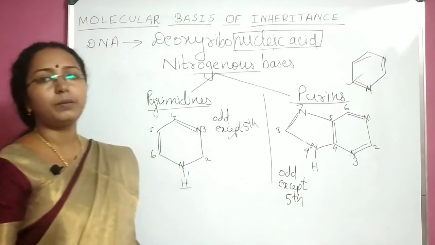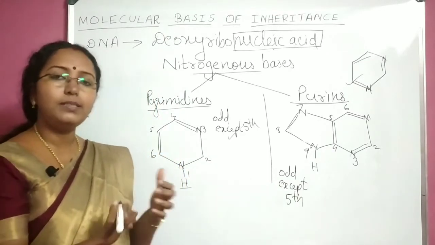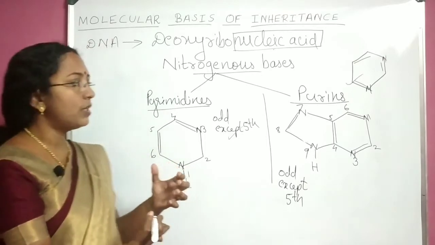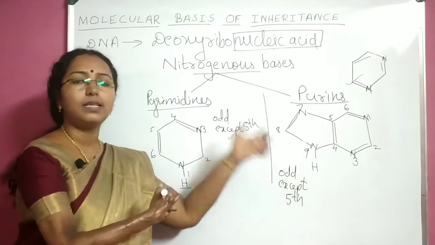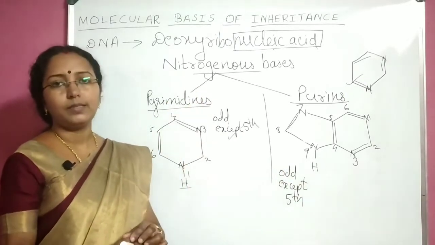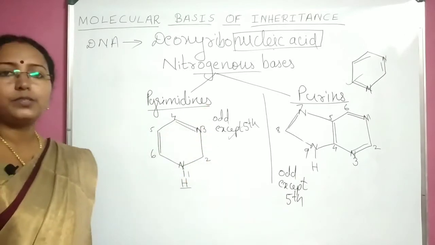Simple things for you to remember actually. So compare and learn so that it will be easy for you to remember. Even if you forget one aspect, this is first, then purine is coming last. Like that it will come to your mind. Okay, so this is clear. Pyrimidines and purines are 2 nitrogenous bases.